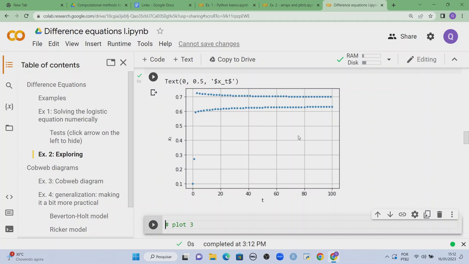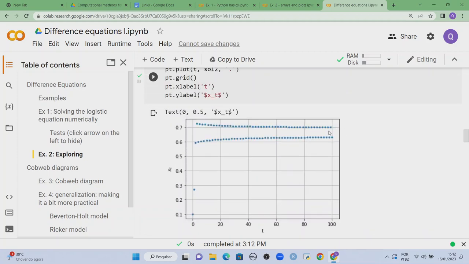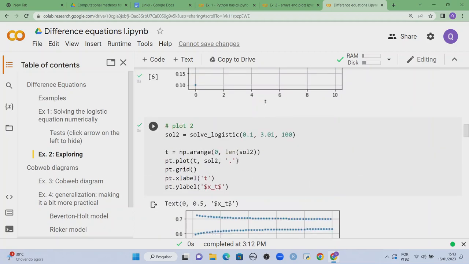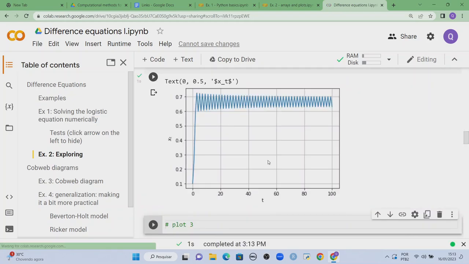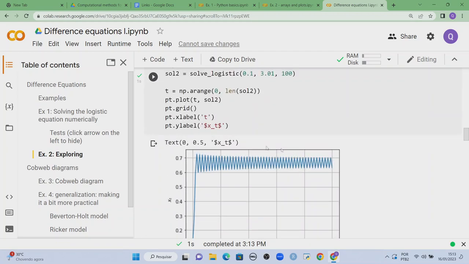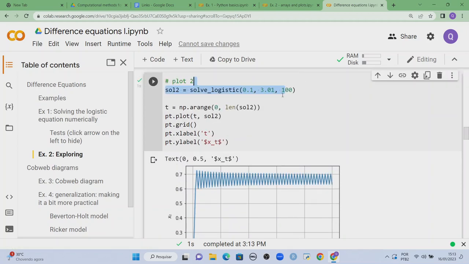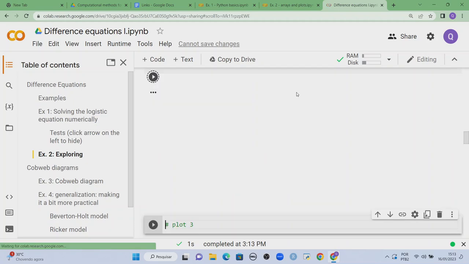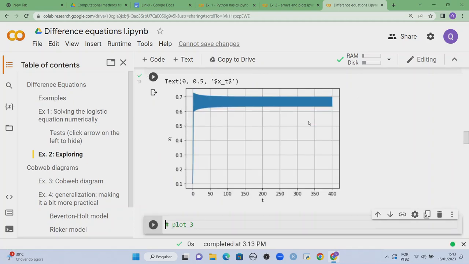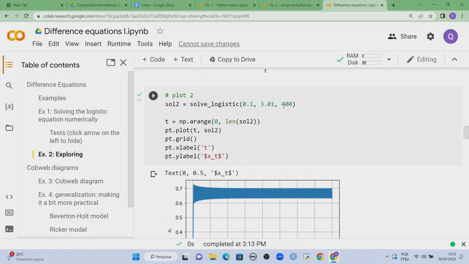One thing that you will notice when plotting discrete solutions for discrete equations is that I don't plot lines, I plot dots. Because if I try to plot this without the dots, it connects the points, and then it is kind of messy. Here you can still see the lines going up and down, but if I do a little bit more, it becomes completely messy. So it's better to use dots, and you can also see more easily that this is actually periodic.